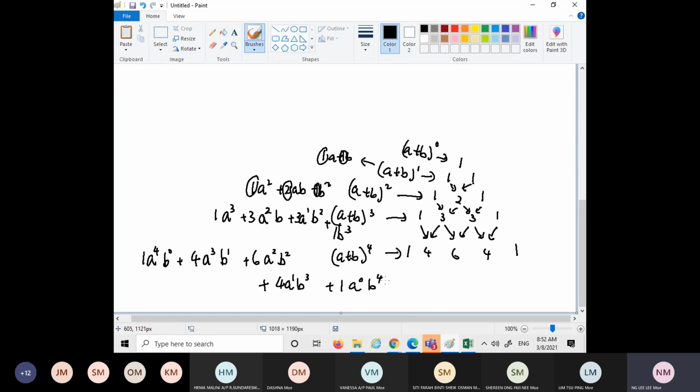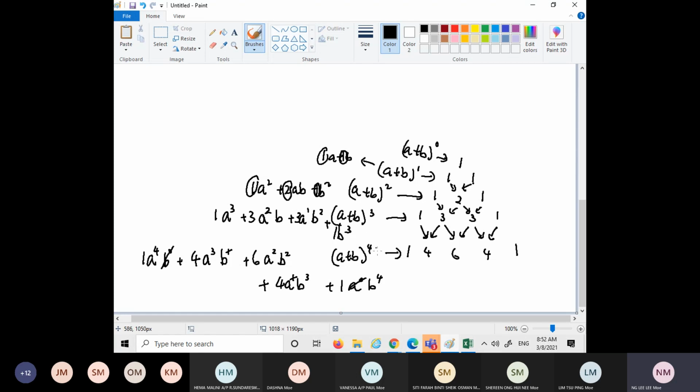Then you don't have to do the expansion. You just remember A to power 0 is 1, B to power 0 is 1, so no need to write. Here the power 1, no need to write. Here the power 1, no need to write. So this is the expansion. This is one way of doing that.